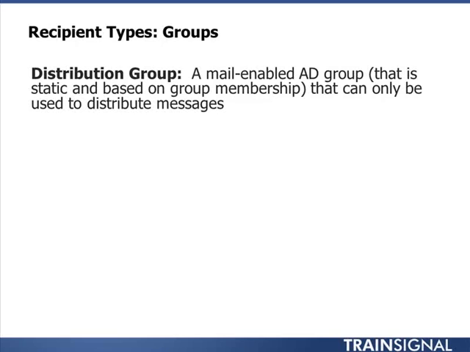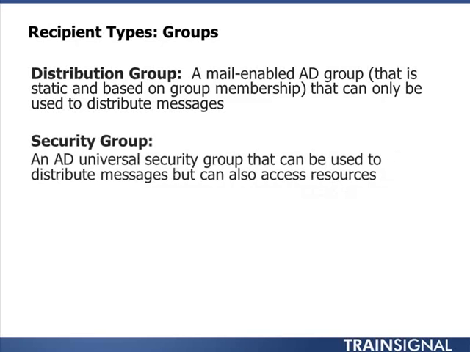That's different from the next type of group, and that is a security group. You can create a security group either through Active Directory and the Active Directory tools, or through the Exchange tools, whether it's the EAC or the EMS. This security group is an Active Directory Universal Security Group. Now, it too can be used to distribute messages. So you can email an Active Directory Universal Security Group, and it will act just like a distribution group.